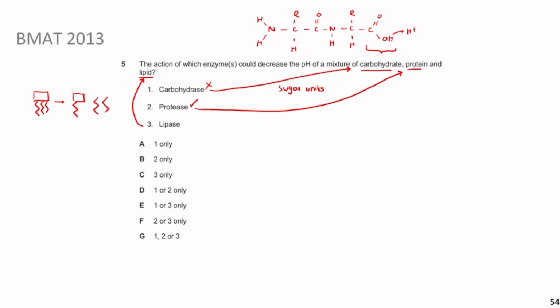But the idea still exists: you have fatty acids, right, which are these guys, and these have the COOH group, such as what we saw for the amino acids over there, and therefore that's going to donate hydrogen ions, and that's going to cause the pH to decrease. So this can also do it. So guys, the options are going to be 2 and 3, which is going to be F.